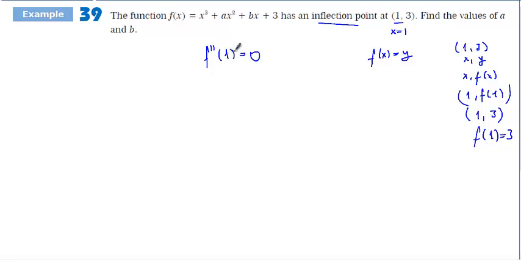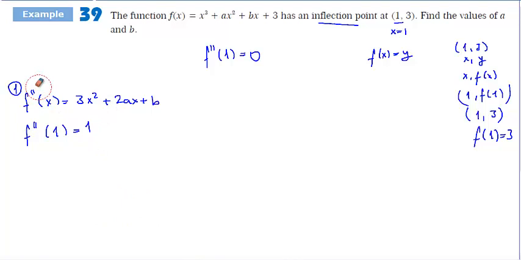So we have two pieces of information. One of them, f''(1) is equal to 0. The second one, f(1) is equal to 3. These are enough to find a and b. Okay, first let's start with the second derivative. f'(x) is equal to 3x squared plus 2ax plus b. Pardon, this is the first derivative, I made a mistake. This is the first derivative, and I'm going to find the second derivative.